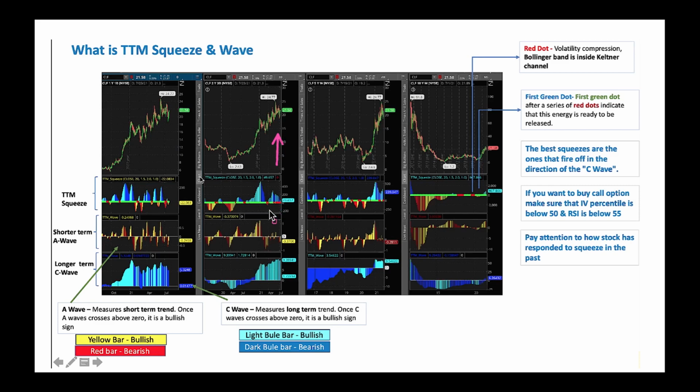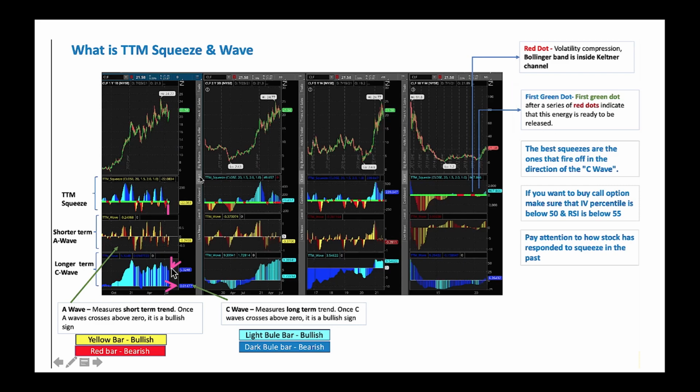When you see a bunch of red dots here, that tells you there is a squeeze forming, and red dot indicates there is a tight compression of volatility, and Bollinger Band is within the Keltner channel, and stock has to go higher quickly. And the first green dot after a series of red dots indicates that energy is ready to be released. Look, we got first green dot here. When the first green dot is forming, the C wave is above zero. Look, it's a zero line right here.